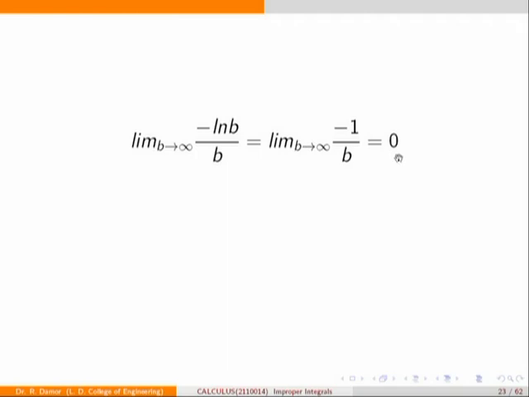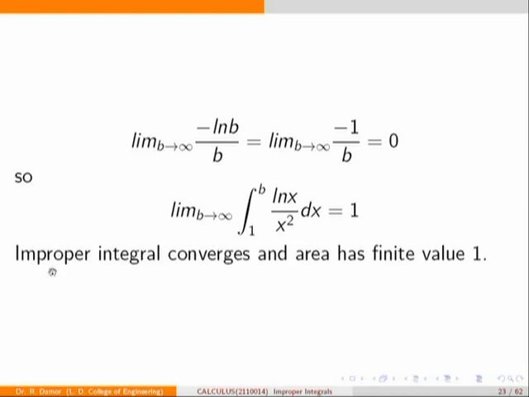So now I can put down these values. For the limit as b tends to infinity of the integral from 1 to b of ln x upon x square dx, the value is equal to 1. So we see that as the limit tends to infinity, the integral goes to a fixed value. This integral converges and the area has a finite value equal to 1. This is a type 1 improper integral, and we can evaluate type 1 integrals using this method.